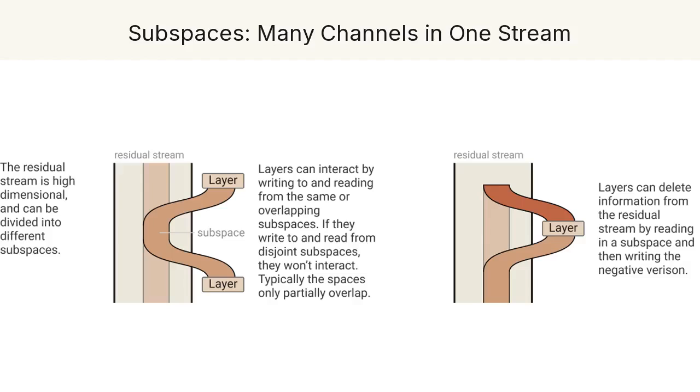How can so many layers share one channel without stepping on each other? Because the residual stream is high-dimensional, it can be split into many independent subspaces. Picture the stream as a wide bundle of wires. Two layers only interact if one writes into a subspace that the other reads from. If they use disjoint subspaces, they simply don't talk. A layer can even delete information by reading a direction and writing its negative back, canceling it out. This subspace picture is what lets us isolate individual circuits. Instead of one tangled computation, we get many small, separable conversations happening in parallel inside the same stream.